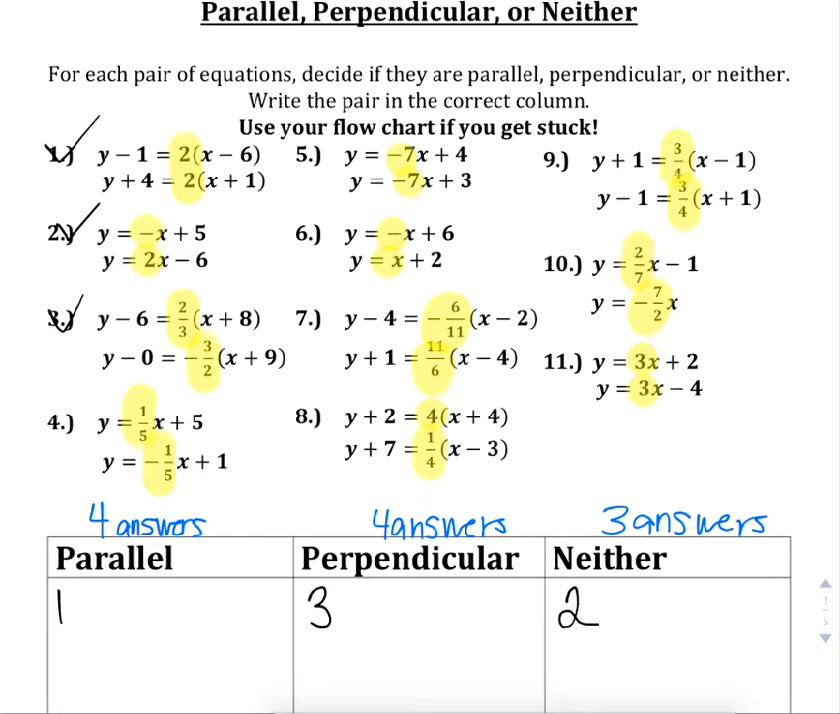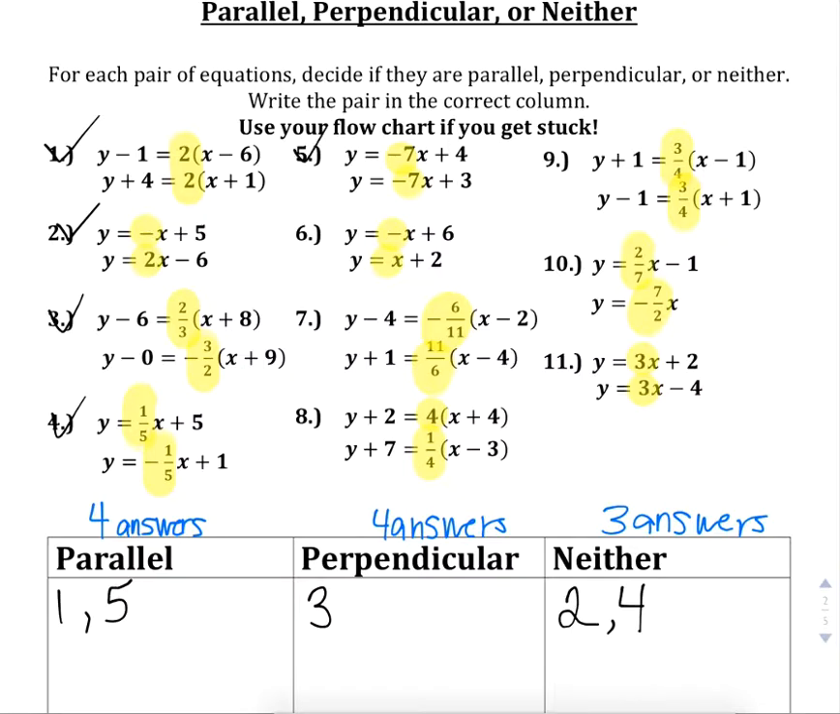Number 4, my slopes are 1/5 and -1/5. They're one positive, one negative, but their fractions are not flipped upside down. So that makes them neither. Problem 4 is a neither. Number 5, my slopes are -7 and -7. They have the exact same slope. That makes number 5 parallel. Go ahead and write number 5 under parallel.